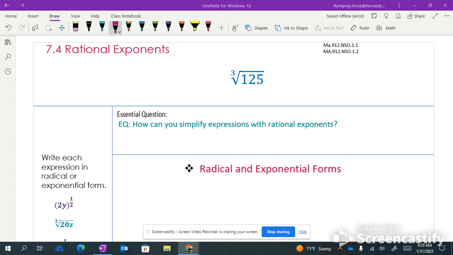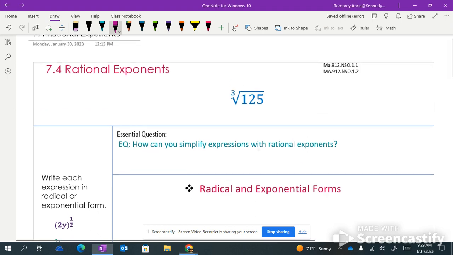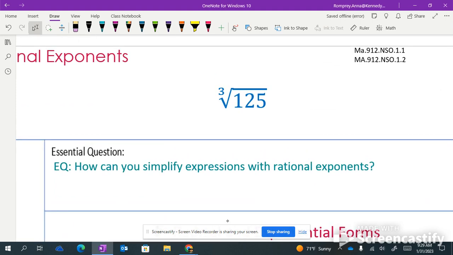Hey guys, so we are going to add on to what we started talking about on our bell work when dealing with rational exponents. Remember, rational is fractional. So if you've got a fraction in the exponent, it's a little bit difficult to simplify things, so we tend to turn those into radicals.